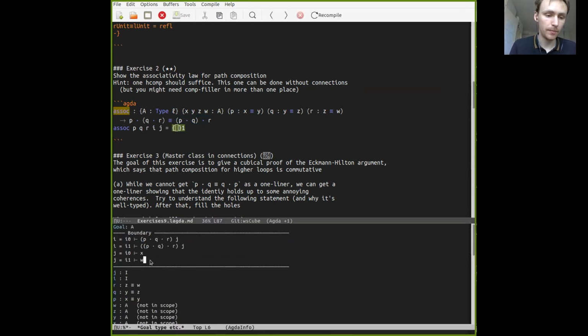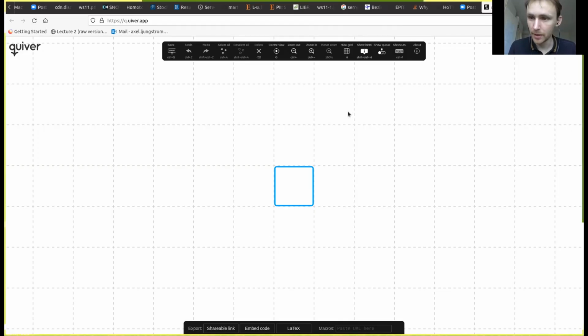Okay, let's look at the boundary here. Oh yeah, Quiver app. Yeah, that's perfect. Okay, let's use the Quiver app. I think I need to change the screen. So can you see Quiver now? Perfect.